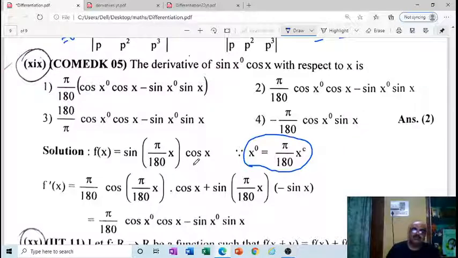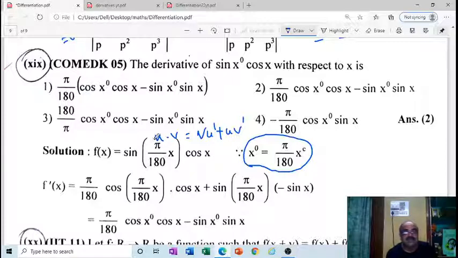Now you have to be careful. This is uv. What is uv? Product rule: v into u dash plus u into v dash. What is v? Cos x. What is u dash? Sin differentiation. Differentiation of sin is cos of pi by 180 into x.